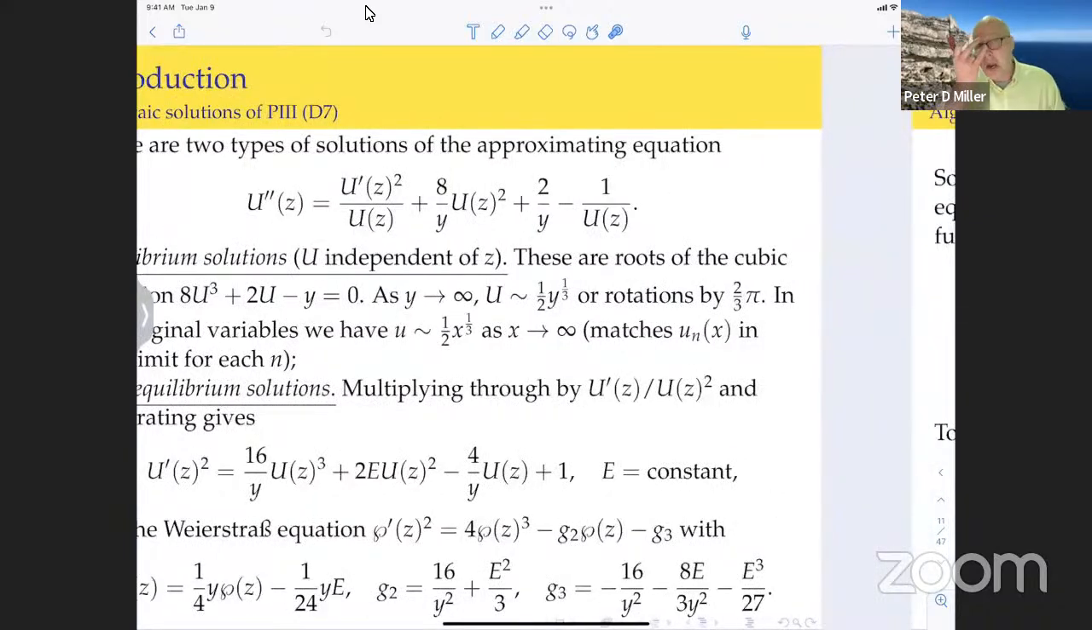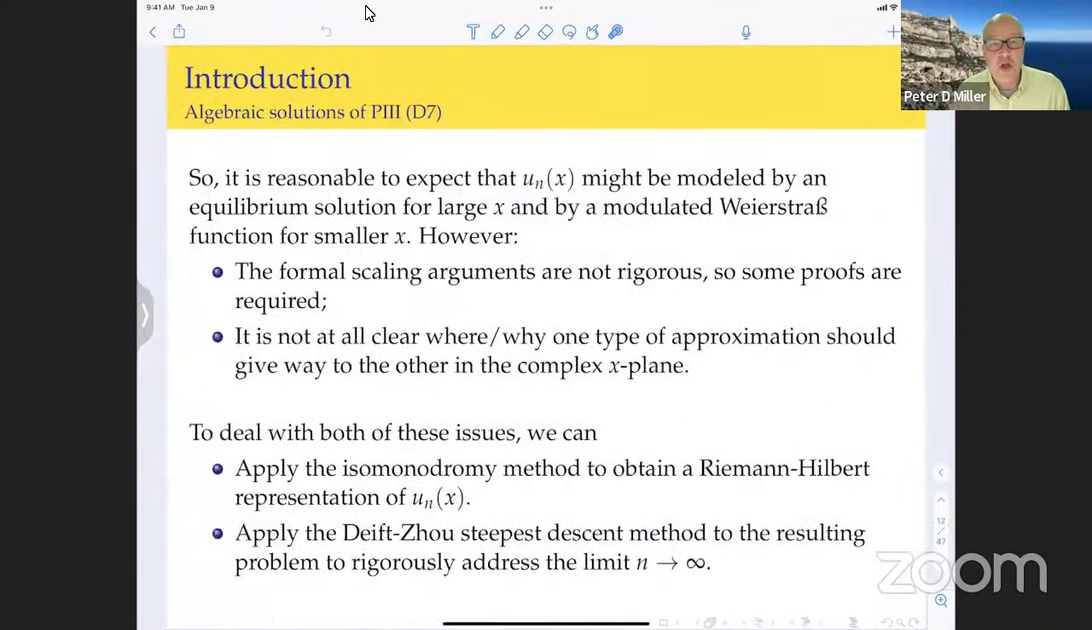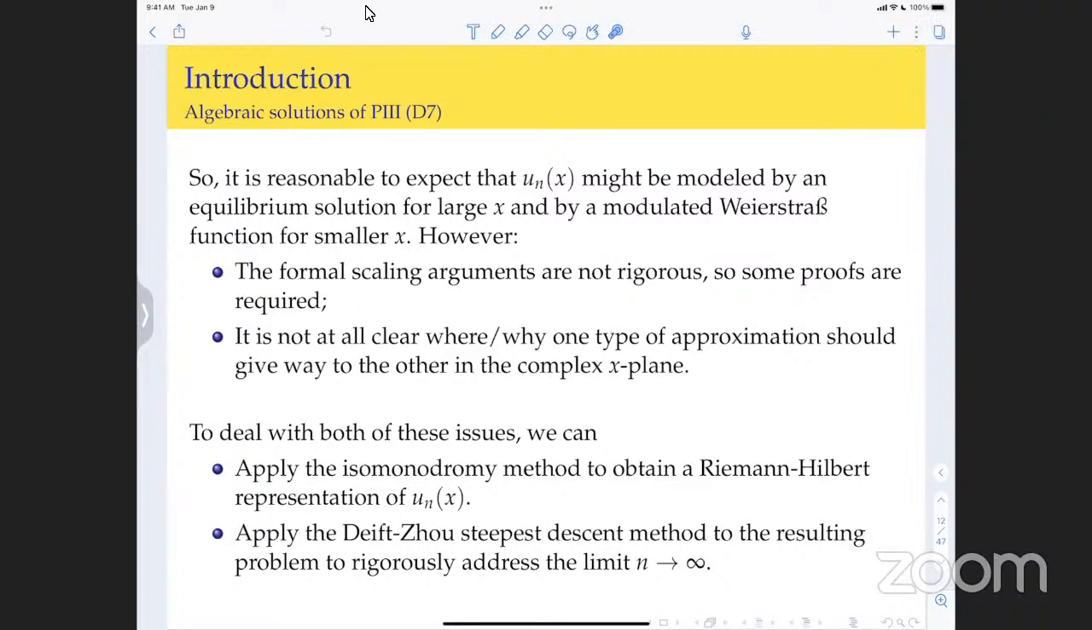So based on this kind of formal argument, I guess, it's reasonable to expect that the u_n function, this algebraic solution of the D7 equation, could perhaps be modeled by an equilibrium solution for large x and by some kind of modulated Weierstrass function where the invariants are functions of some slow variable for smaller values of x. That seems reasonable. It also matches the pictures.